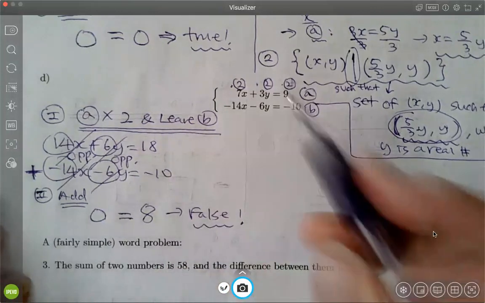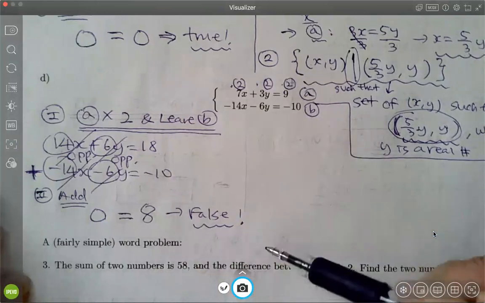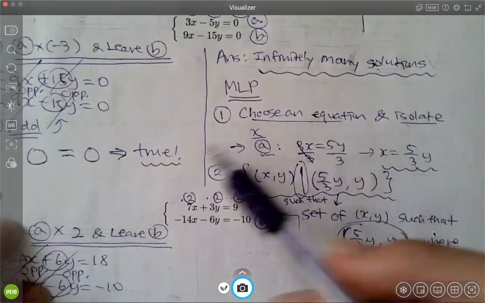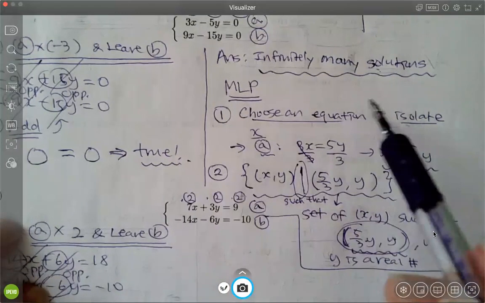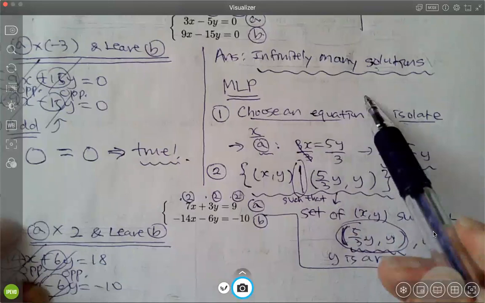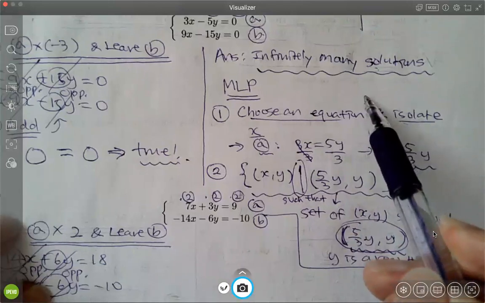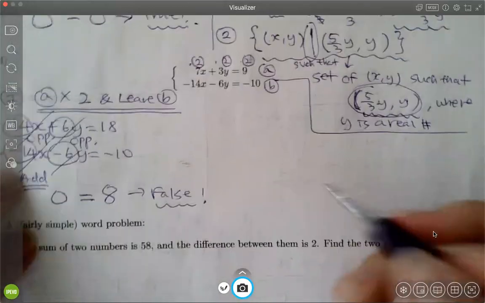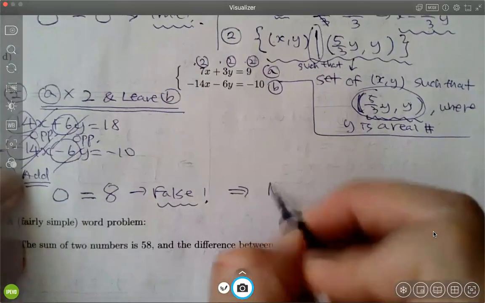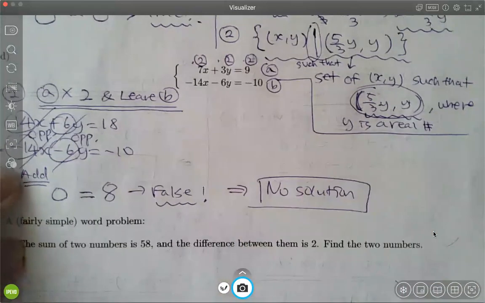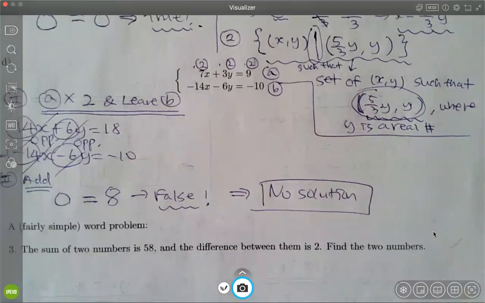So this is the opposite case of the previous problem. In the previous problem, whenever we got a true statement, the answer was infinitely many solutions. So what's the opposite of infinitely many? None, right? So what's the answer? No solution.